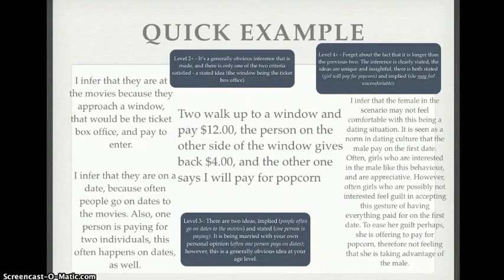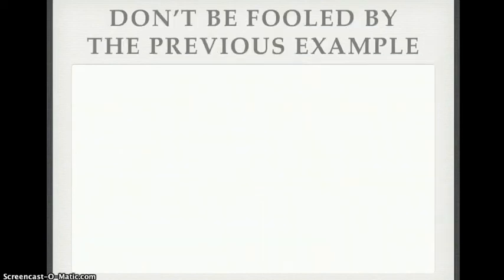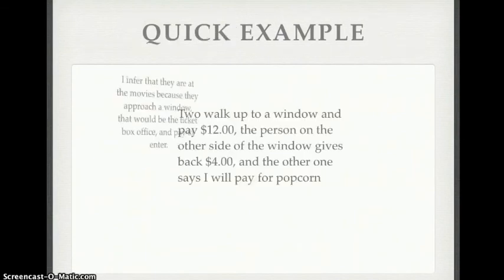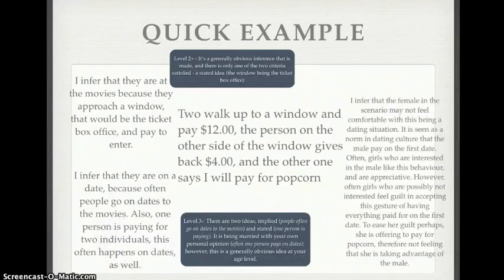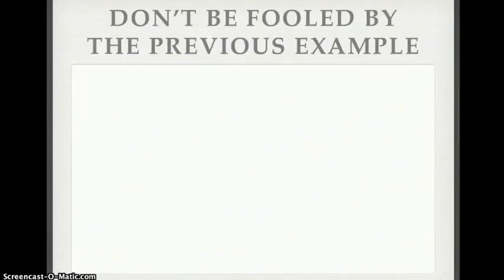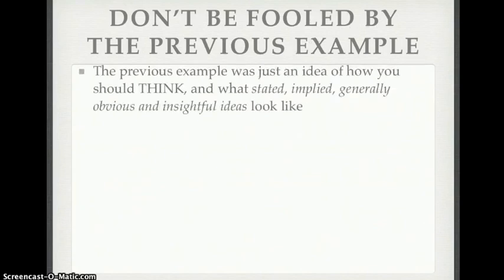Okay, so again, it's not because it's longer. It's good that it's longer, but it's the whole thought process. Okay, so don't be fooled by the previous example, especially by the size. Each of those inferences you saw were not like 4 or 5 lines. Those are just examples of how you should be thinking, not examples of what your inferences should look like. I repeat, they are not supposed to be that long. They have to be longer than that, longer than my examples. Okay, the previous example is just an idea of how you should think, and what stated, implied, generally obvious, and insightful ideas look like.